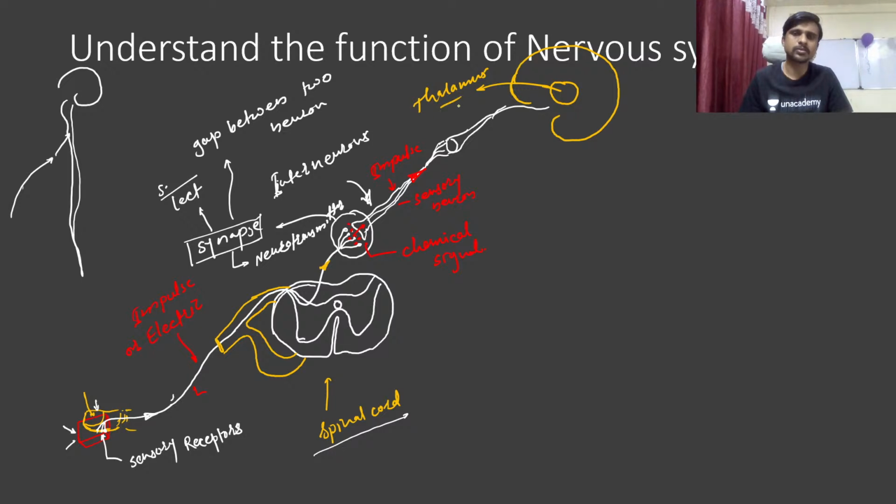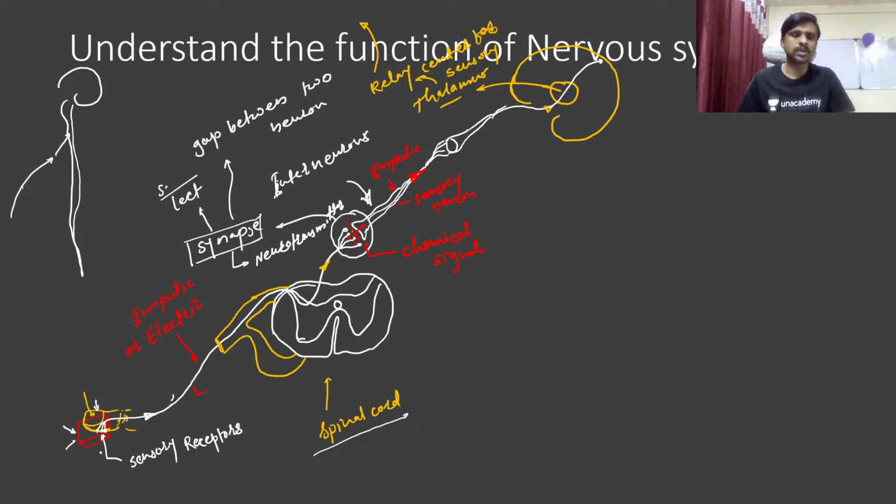The signal goes first into the thalamus. Why is the sensory signal entering the thalamus? Because the thalamus is a relay center for the sensory neurons, meaning all signals come there first. Then the thalamus decides which signal is moving toward which part. The decision is taken by the thalamus, and the signal which comes from the touch of the keyboard is moving toward the cortex of the brain.